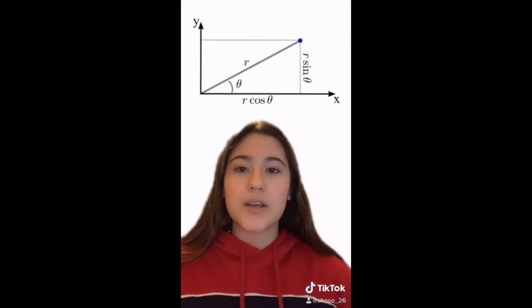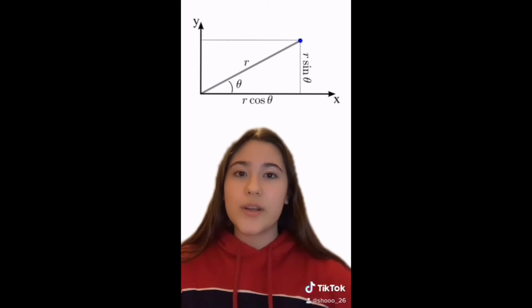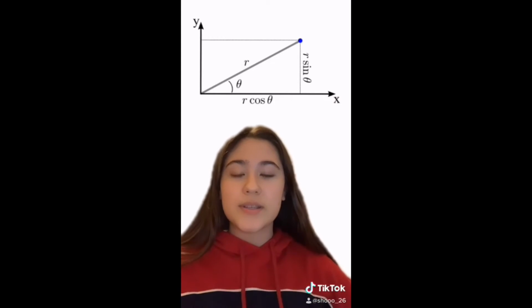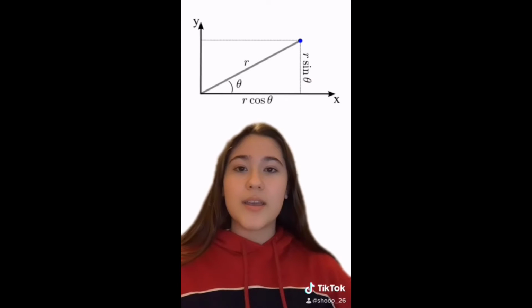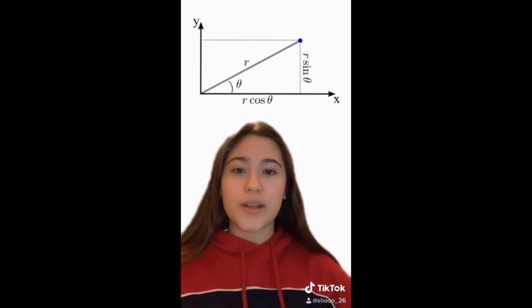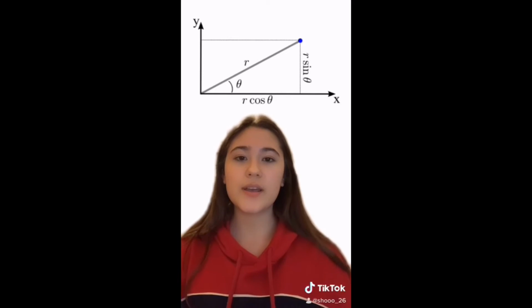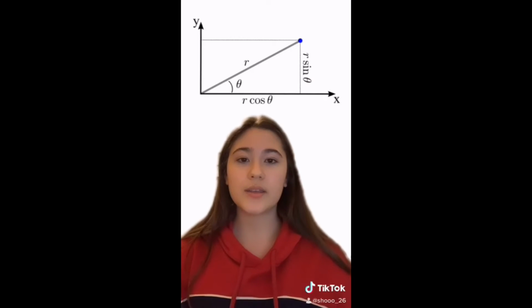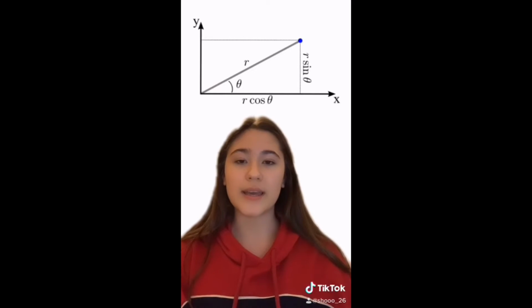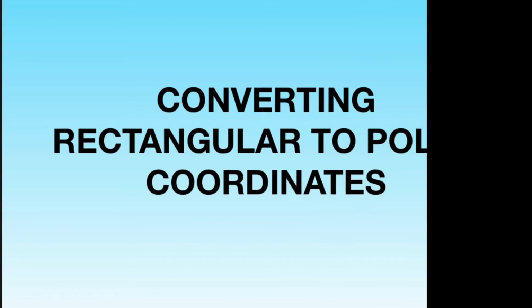Polar coordinates come from the distance of the origin to the point, which is represented with r, and the angle of the diagonal. We use polar coordinates when we are given the vector and the angle of the diagonal with the x-axis. We can change from polar coordinates to rectangular coordinates and vice versa. This process will be explained in the next few videos.